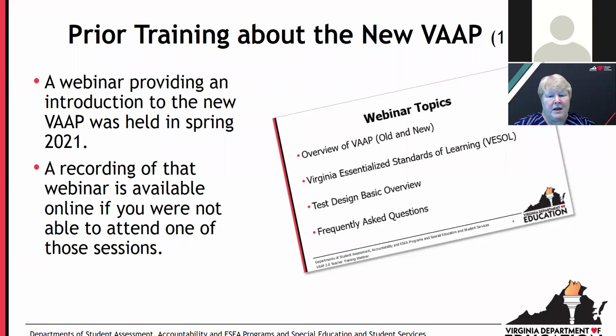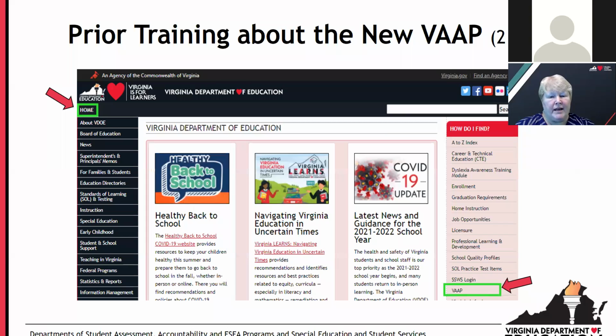And then there's information about the Virginia Essentialized Standards of Learning, the VESOL, which we'll be going into in greater depth today. There's also some information about the test design for the new VAAP, just a basic overview of what that is, and some frequently asked questions. That webinar happened back in the spring. A recording is available, and I'm going to direct you to where you can find that recording now.